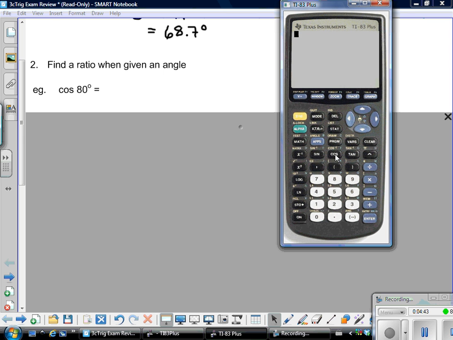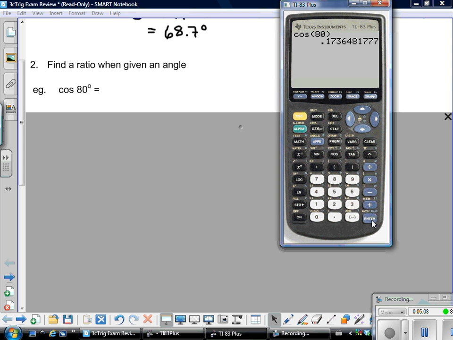I just hit cos and then 80. Now notice there's a bracket here. You can close it if you want. Because I'm not going to be adding anything or multiplying by anything at the end, I can leave it like that. And notice I end up with a decimal. For this, I want to make sure that I actually use 4 decimal places.